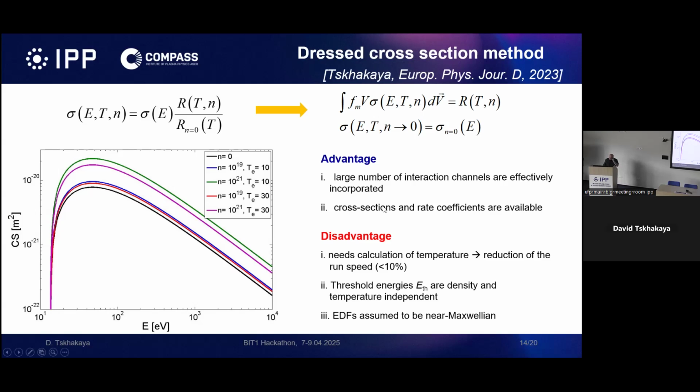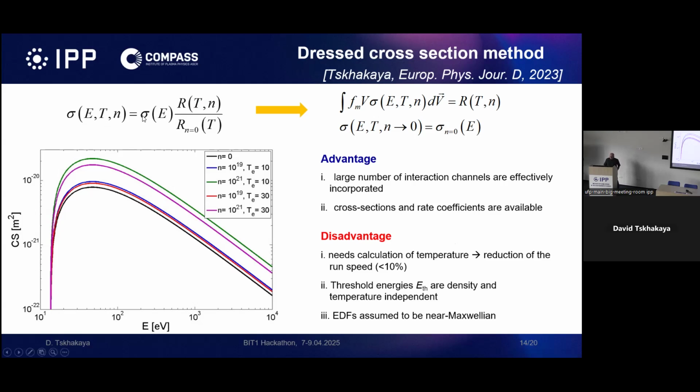The advantage is that a very large number of collision channels can be effectively incorporated, and whenever cross-sections are known, it's much easier to find the corresponding rate coefficients. Of course, it has disadvantages because it needs calculation of temperature and density at each time step. This is okay, it's just time spent in simulations.